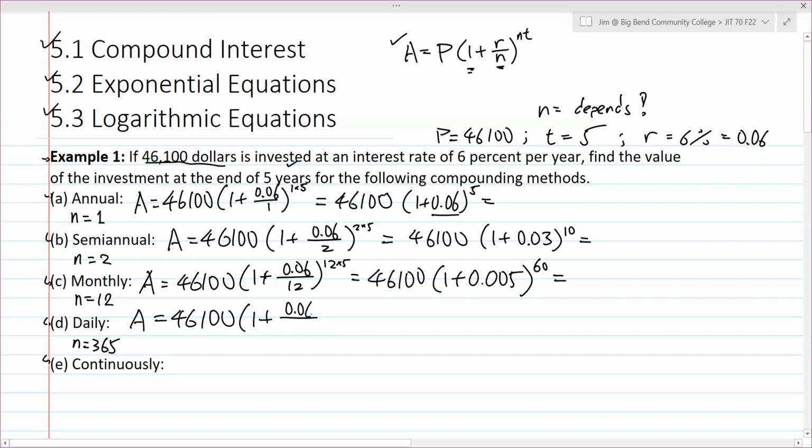So that will make your fraction 0.06 over 365. I don't want to calculate that in my mind, so I'll just leave the next step blank. Well, anyway, you know how the setting looks. All right.